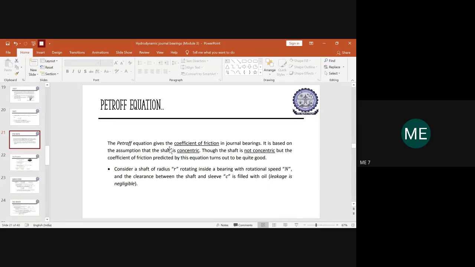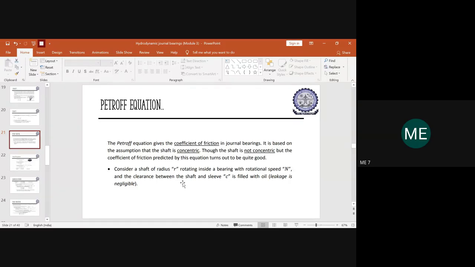But he is also justifying that even if the shaft is not concentric, if you use this equation to get the value of the coefficient of friction, the value it predicts with respect to the non-concentric version will also be reasonably good. So that is the substantiation he gives for the assumption he has taken while deriving this equation. This thing you have to keep in mind.